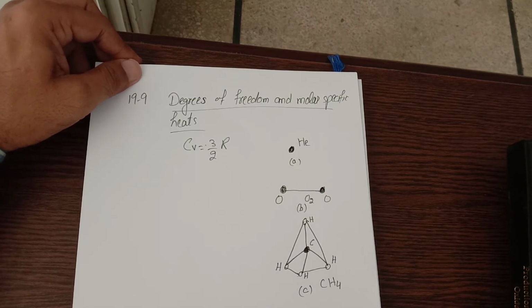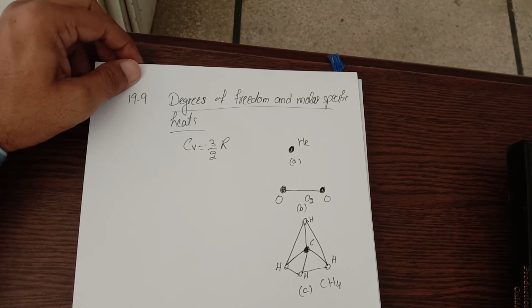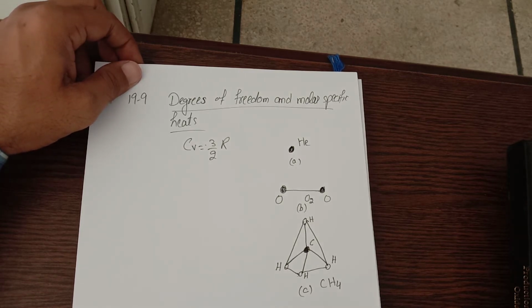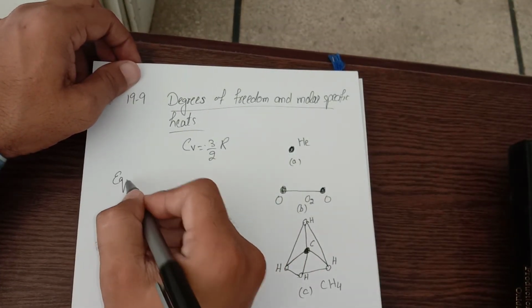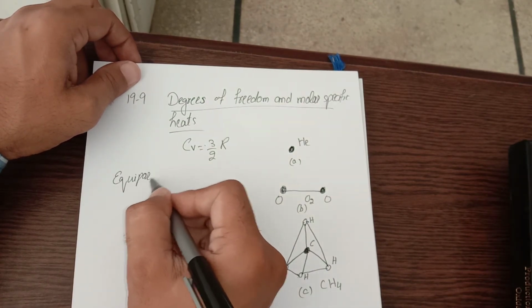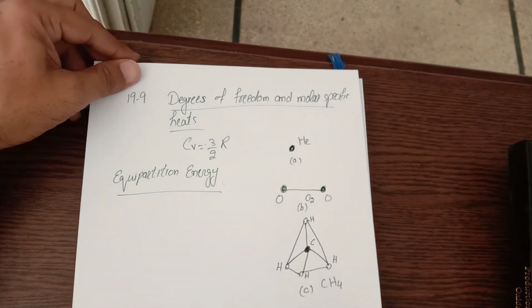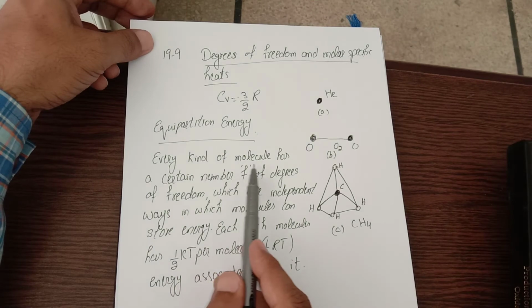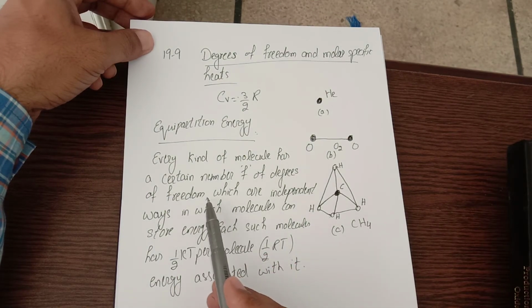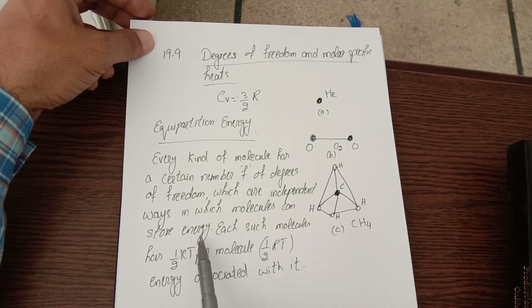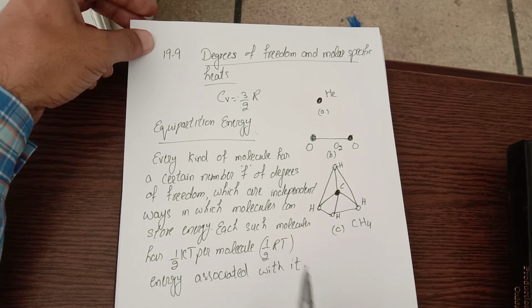To keep track of the various ways in which energy can be stored in a gas, James Clerk Maxwell introduced the theorem known as equipartition of energy. This theorem states that every kind of molecule has a certain number f of degrees of freedom, which are independent ways in which molecules can store energy. Each degree of freedom has 1/2 kT per molecule, or 1/2 RT per mole, of energy associated with it.